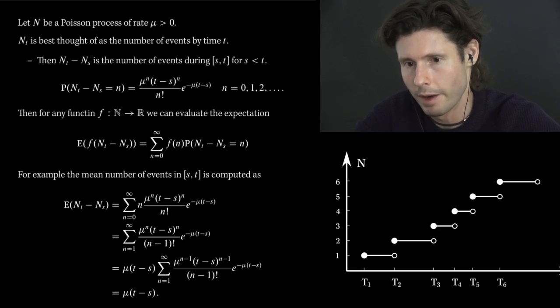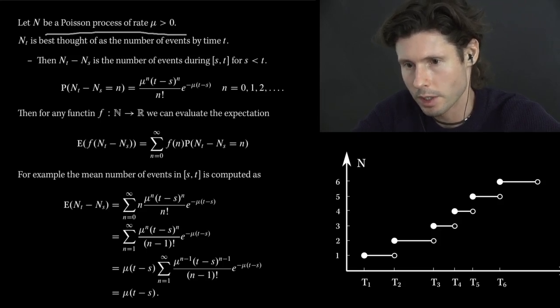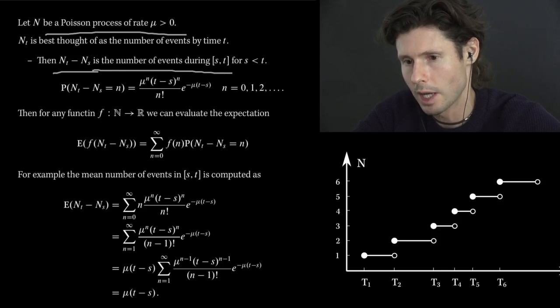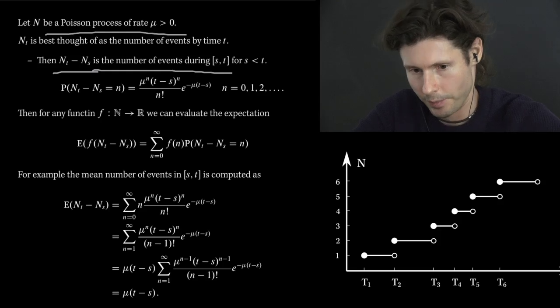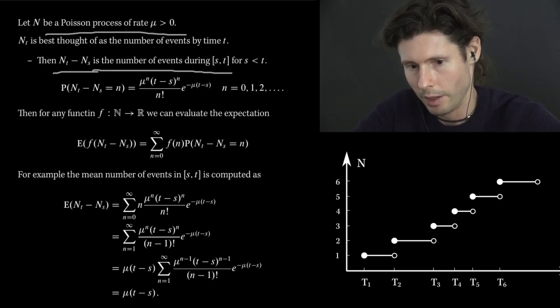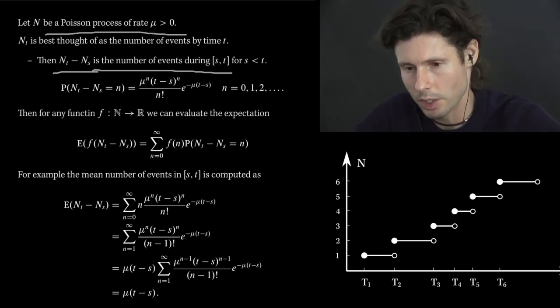So if N is a Poisson process of rate mu, so not necessarily a standard Poisson process, in which case mu would be 1, then this increment here, which is best thought of as the number of events during this time interval. So if you just pretend on the drawing there, if you put in some times s and t, if you look in between those two and you count up how many times the Poisson process jumped, that's the count of events that happened between these two time endpoints.